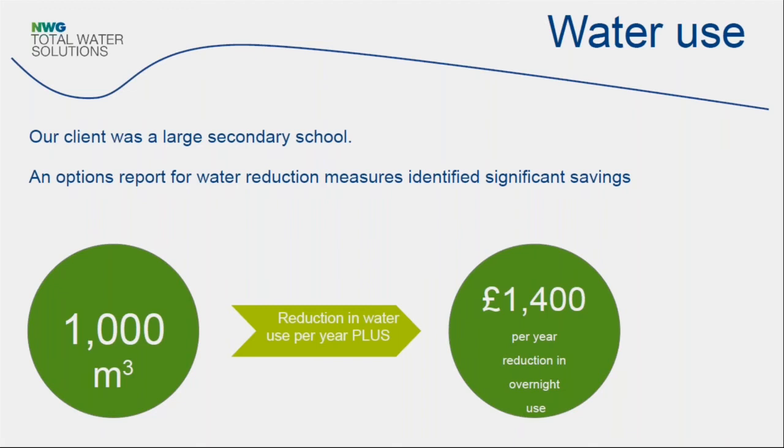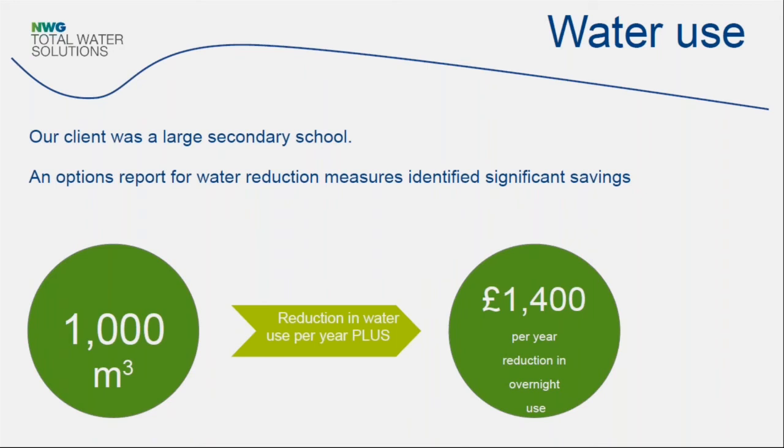Now, the tariff that that school was on at that time had a price of roughly about £1 per cubic meter. It's more now, but at the time it was about £1. So that was roughly about £1,000 saving a year, which is actually quite a decent saving. And they didn't have to do a huge amount of work to make that saving, so the payback on it was actually quite good.